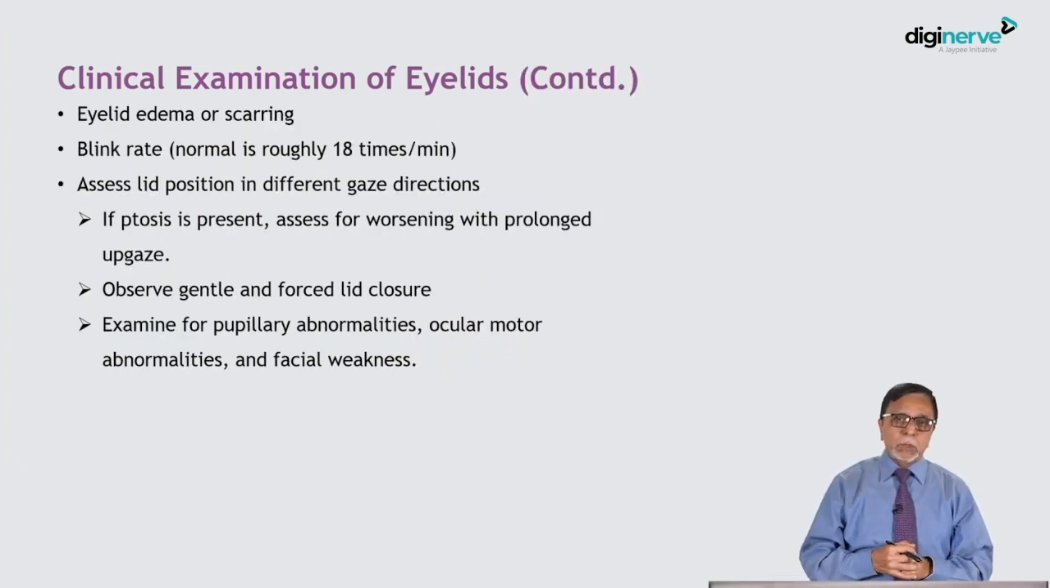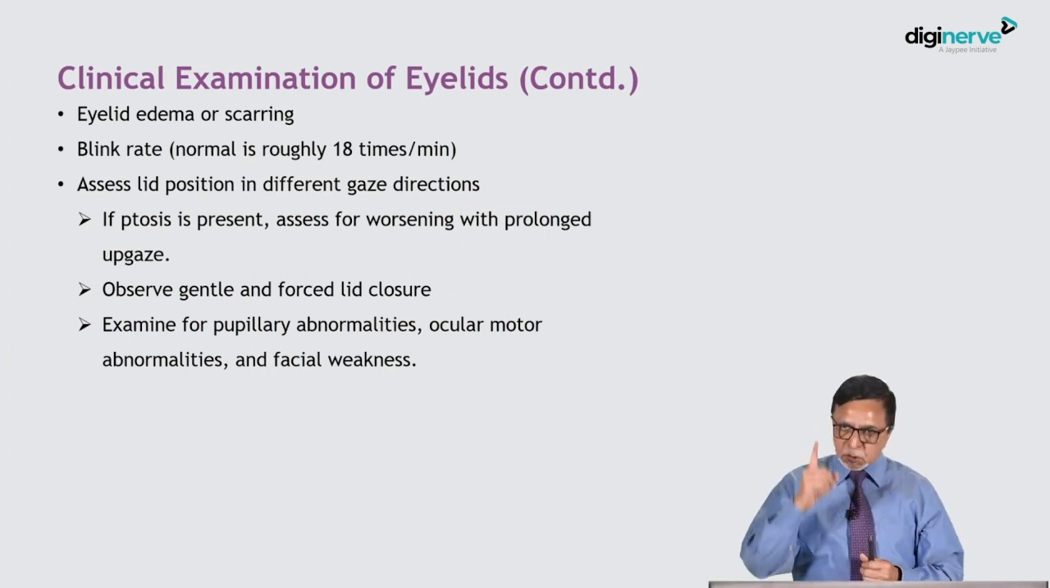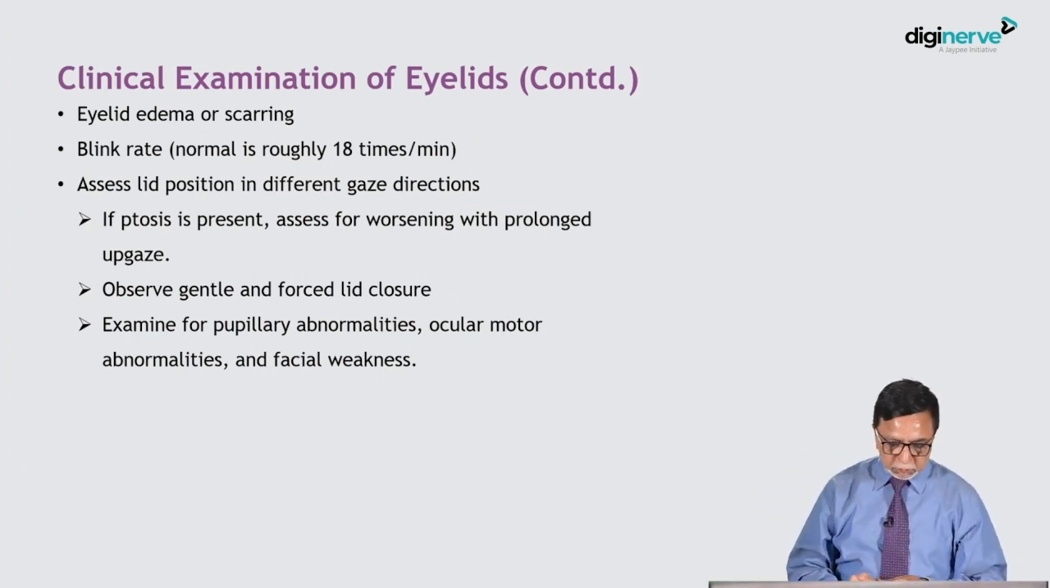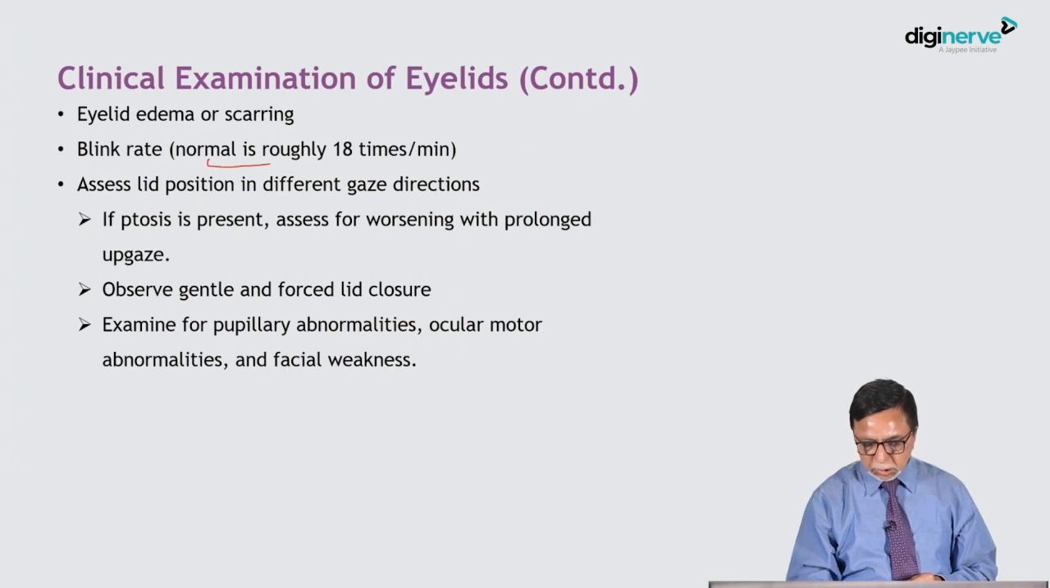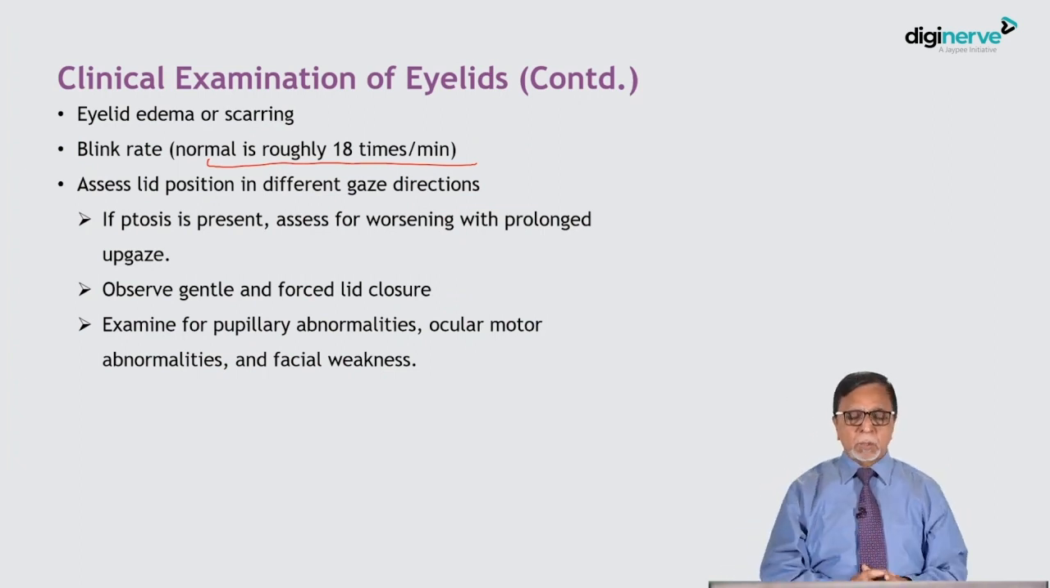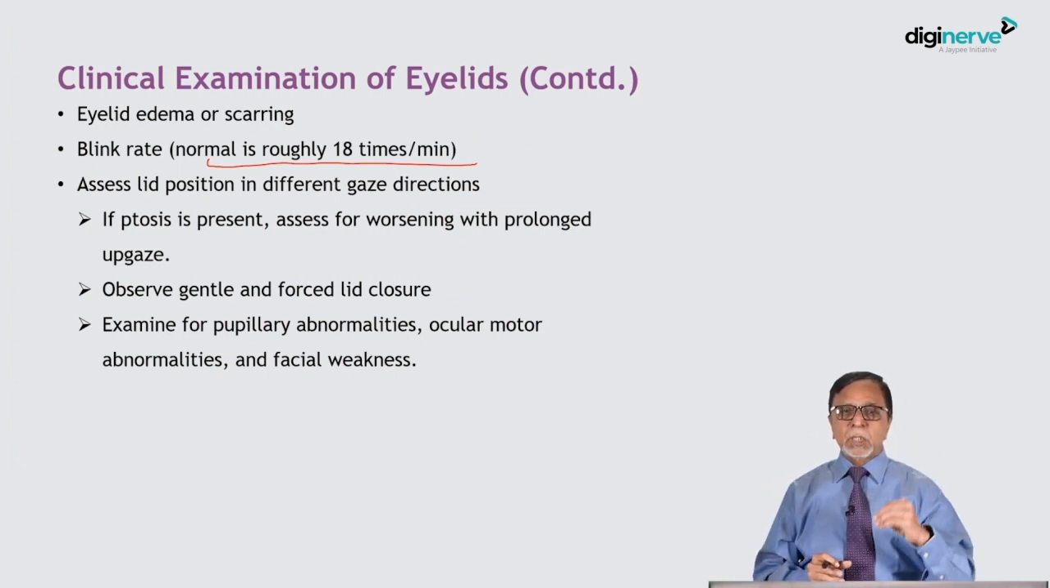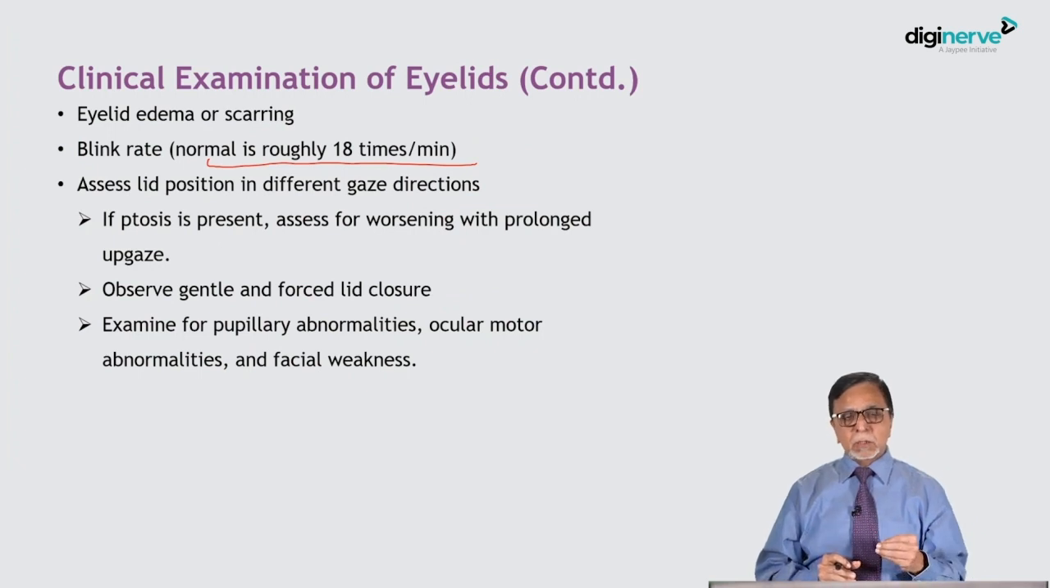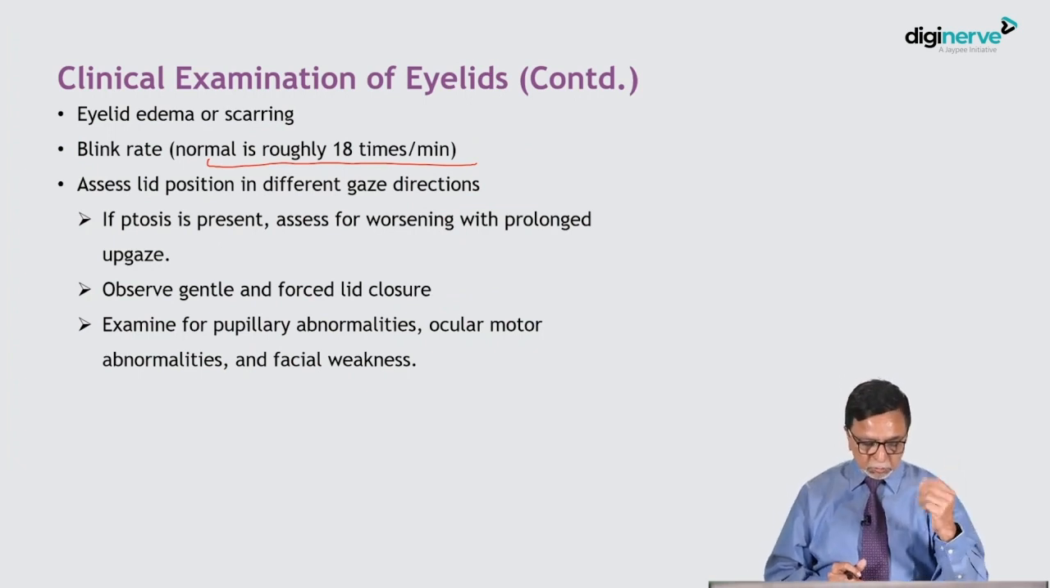Now, continuing: if there is a local eyelid edema, chances are it's more of an ocular cause. If the blink rate is reduced, normal is around 18 times, though it's not a hard and fast rule, it can be 15 to 20 times per minute. If it is reduced, it may indicate either the person is depressed or has extrapyramidal syndrome.